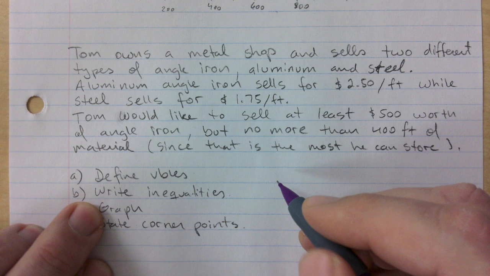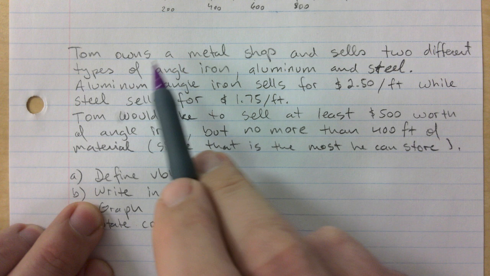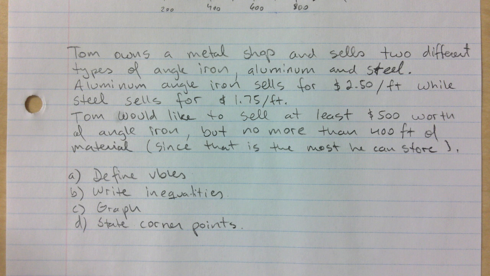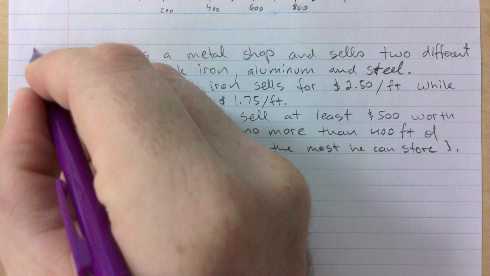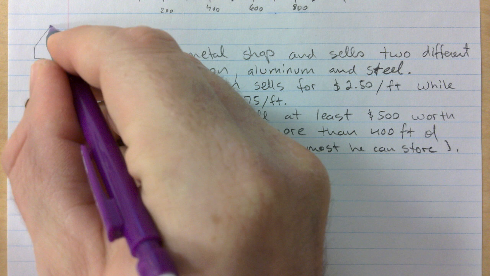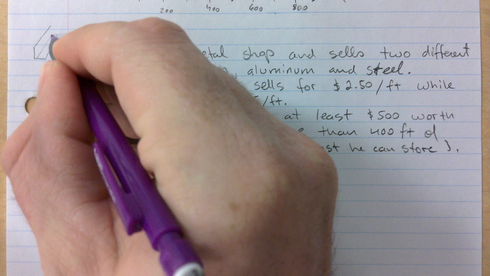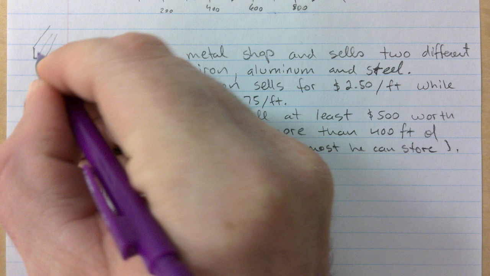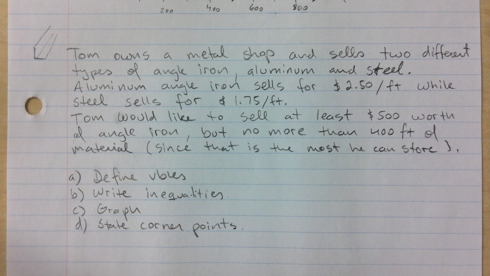Tom owns a metal shop and sells two different types of angle iron. If you don't know what angle iron is, if you cut it across and look at it from the end, it looks like an L. So it's iron that is shaped like an L. It's used for construction and the metal industry and so forth.